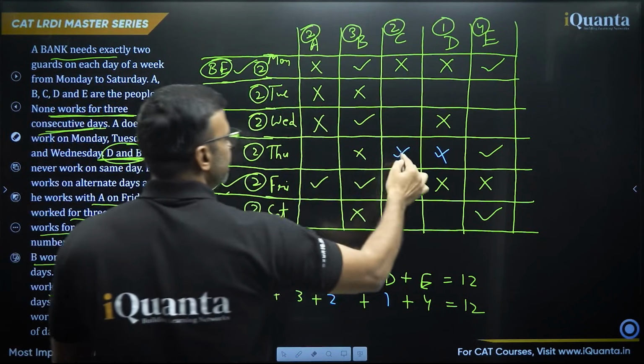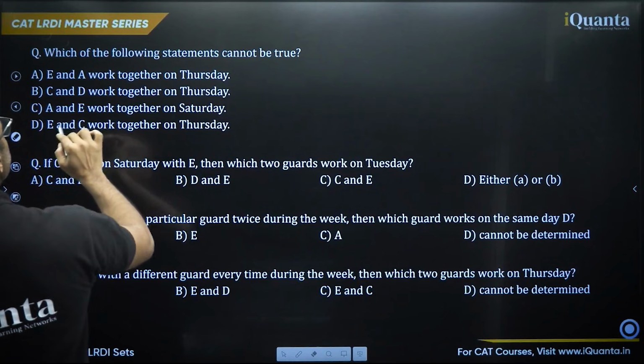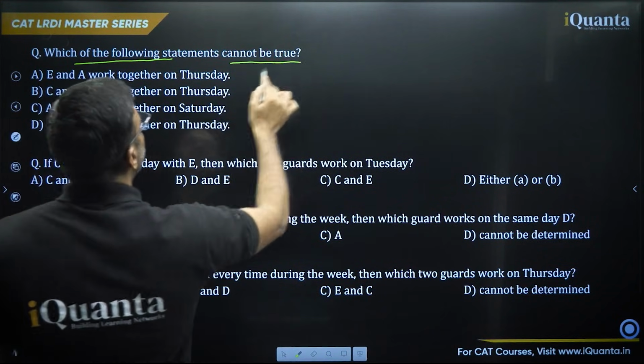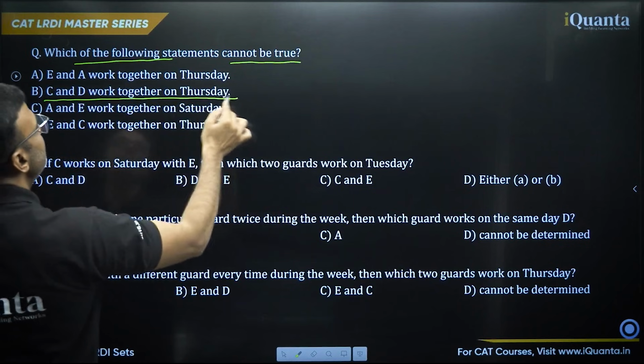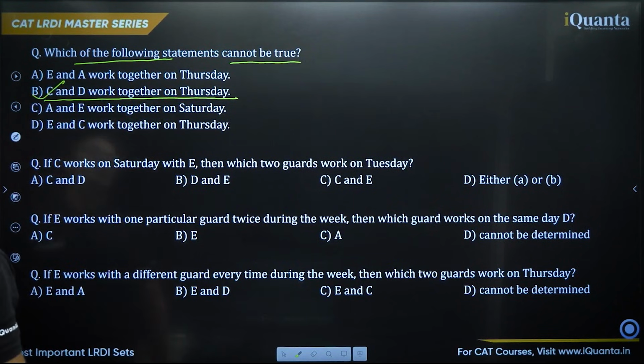All right. So that's it. We don't need to go further. Our purpose is done. The question was, which of the following statements cannot be true? C and D work together on Thursday cannot be true. So the answer is option B.